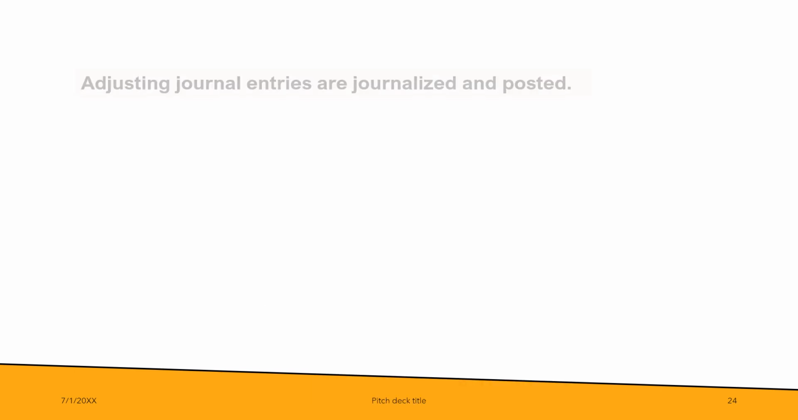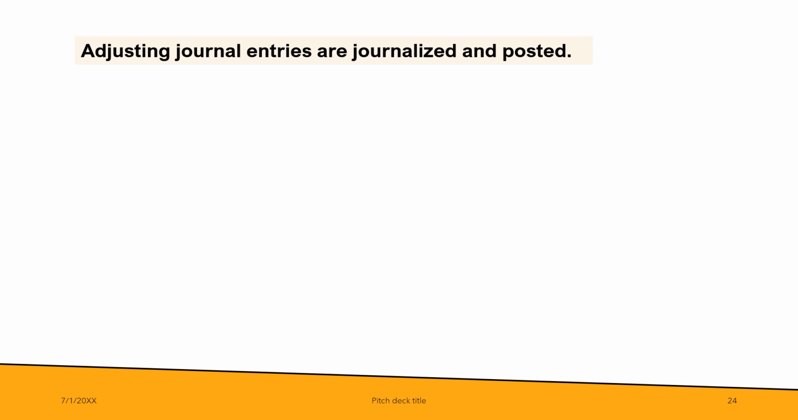We are now on step number 8, which is adjusting journal entries are journalized and posted. Remember what we did in our worksheet? We directly posted the adjusting entry to the worksheet. And remember that the worksheet only facilitates preparation of financial statements. The worksheet is not the journal, it is not the ledger, nor is it the financial statement. So therefore, the adjusting entry that we posted in the worksheet should be recorded in the general journal. And that entry should also be posted to the general ledger.